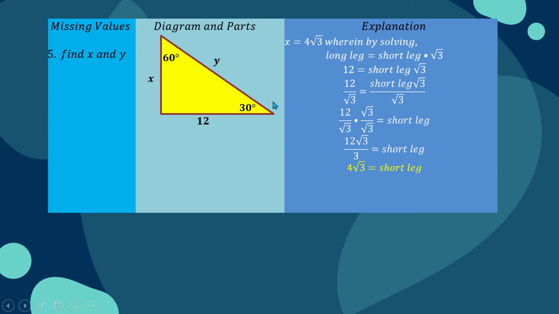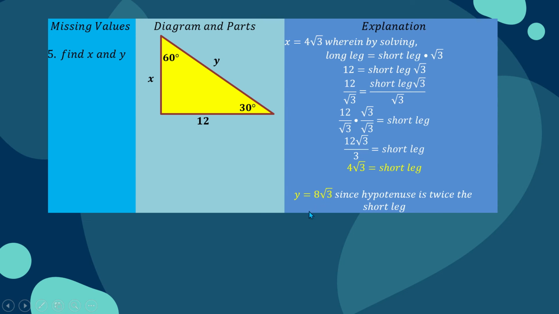Our short leg. To look for the hypotenuse, y is equal to 8 square root of 3. Why? The hypotenuse is twice the short leg. So, if our short leg is 4 square root of 3, we just multiply it by 2. So, 8 square root of 3.